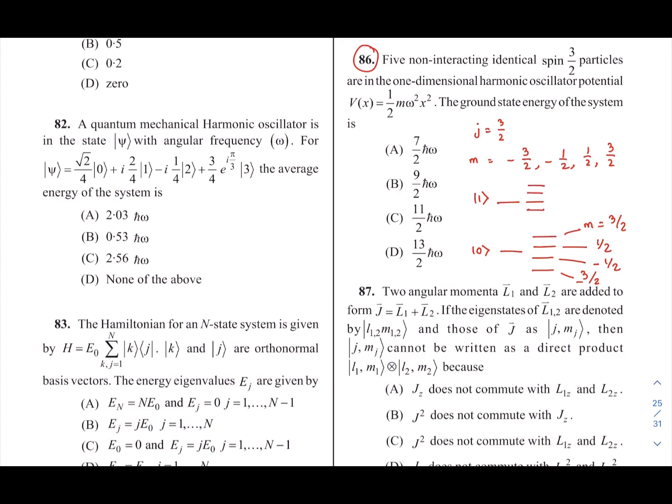So now let us find the ground state. The ground state would be when 4 of the 5 particles are located in these 4 states and one of them is located here. So the total energy is 4 times half plus 3/2 h bar omega, which is 7/2 h bar omega. So option A is the correct answer.